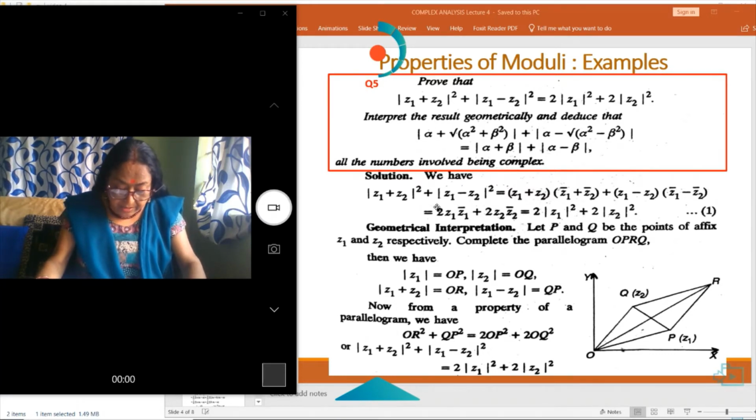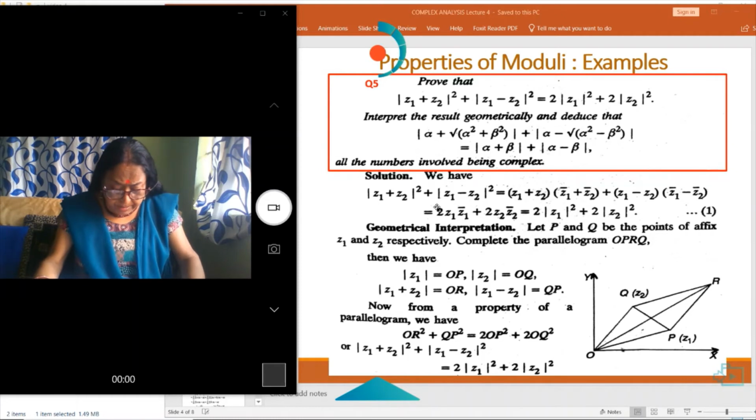As we know, mod z the square can be written as z into z bar. In this way, mod z1 plus z2 the square can be written as z1 plus z2 into z1 bar plus z2 bar. Similarly, mod z1 minus z2 the square can be written as z1 minus z2 into z1 bar minus z2 bar, which on simplification gives the result that is equal to 2 times mod of z1 the square plus 2 times mod of z2 the square.